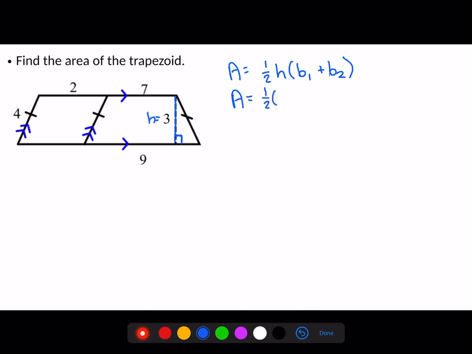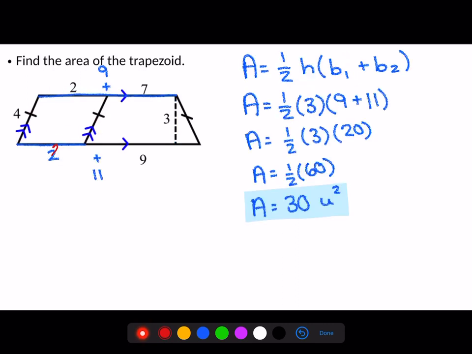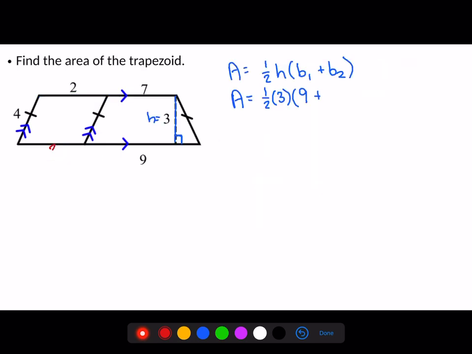So 1/2 times 3 times base 1 plus base 2. Well, base 1 is just the top here. So I have 2 and 7. If I add 2 and 7 together, we get 9. Plus base 2, well, if I look for base 2 down here, I see that we have 9 for this entire length right here. But I don't have this missing length. Well, I know that this is a parallelogram, and if we think way back, properties of parallelograms say that if I have two sides that are parallel and congruent, the shape is a parallelogram. And we know in parallelograms, opposite sides are congruent. So this would be side length 2 right here. Well, 9 plus 2 will give me 11.